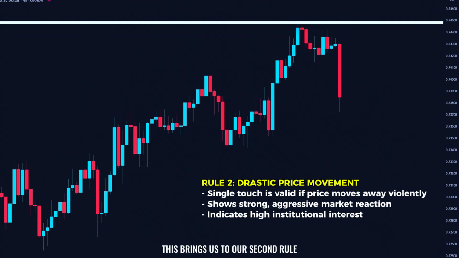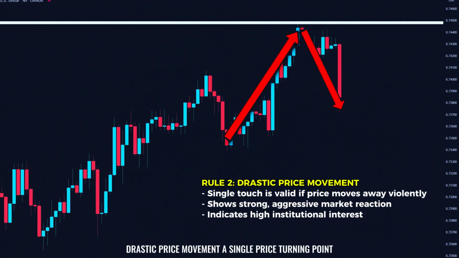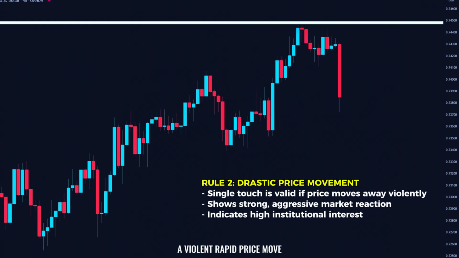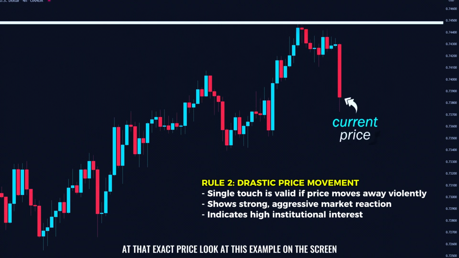This brings us to our second rule, drastic price movement. A single price turning point is still considered highly valid if the price shot away from that level extremely fast and aggressively. A violent, rapid price move tells us that big institutional players were highly active at that exact price.